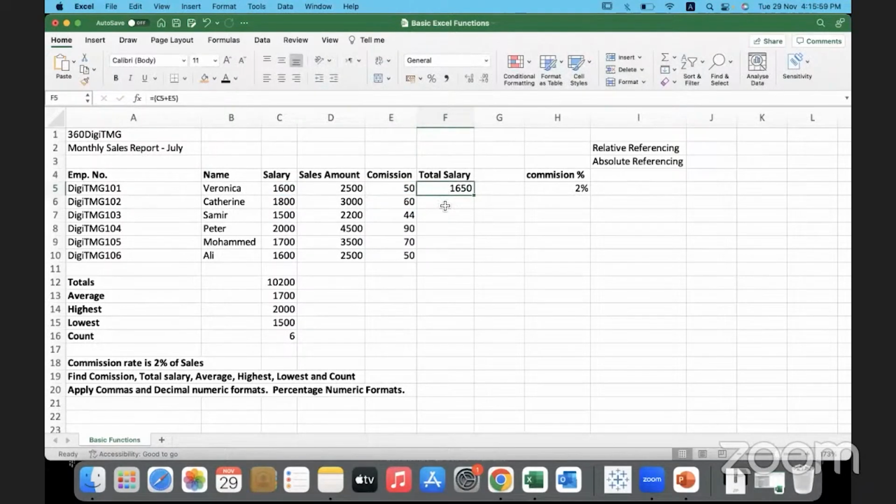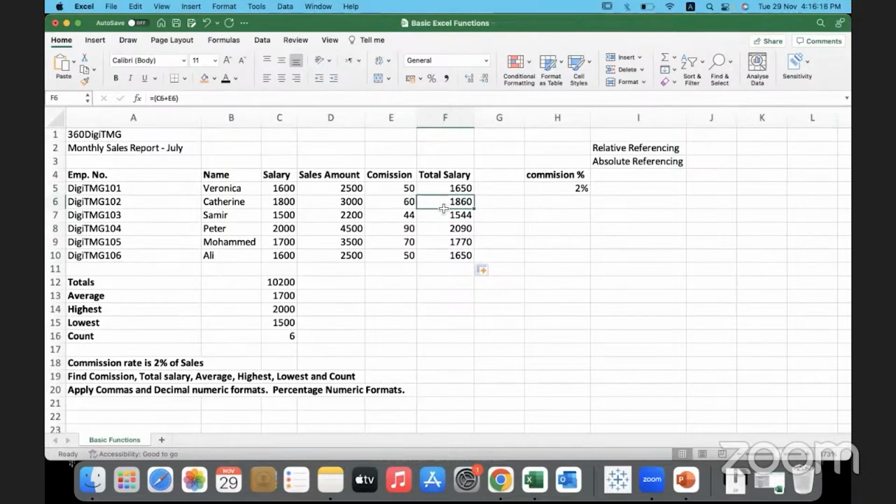What about the remaining employees? It has to change. Instead of again writing C6 plus E6, C7 plus E7, what will we do? We will simply double click here and the autofill feature magically fills in everything. Why? Because it is relative referencing. So 1800 plus 60, 1860.